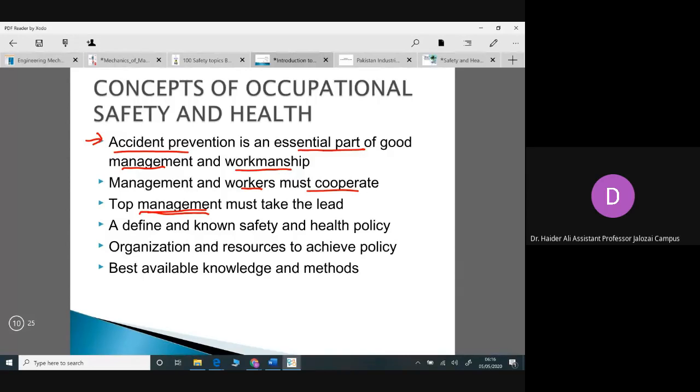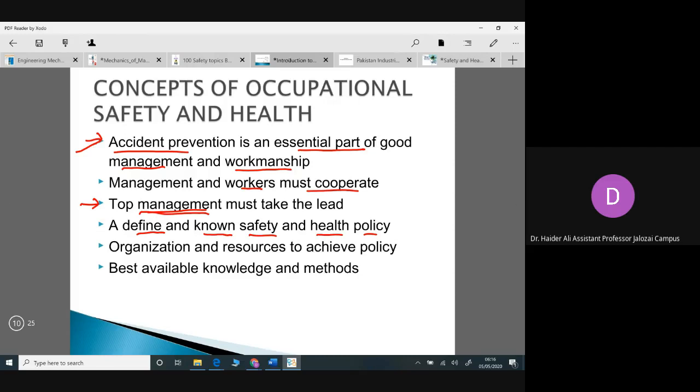Now, there needs to be a defined and a very well-known safety and health policy. So we want to make sure: how can you make an environment safe? The first thing we said is that it's both the responsibility of the management and the workmanship. Secondly, management and workers cooperate with each other, and that way they can make the environment safe. Next, top management needs to take the lead. They need to make sure that the environment is safe for working.